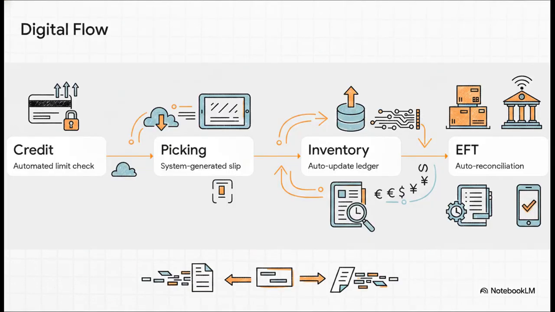So let's look at our original 4 steps one last time, but fully upgraded for the digital age. Step 1 becomes an automated credit check against the master file. Step 2 is a system-generated picking slip instantly popping up on a warehouse tablet. Step 3 is an auto-update of the inventory ledger the exact second the digital invoice is confirmed. And Step 4 is EFT auto-reconciliation through banking APIs.